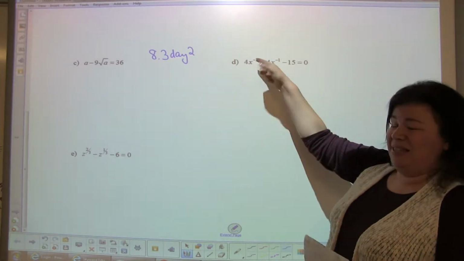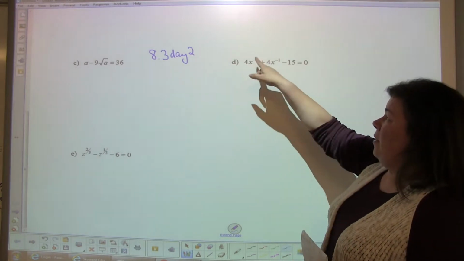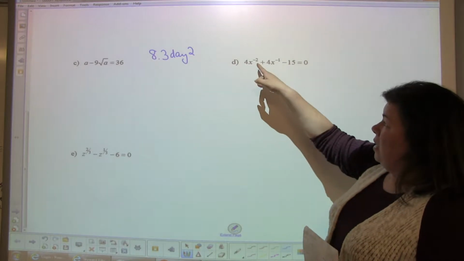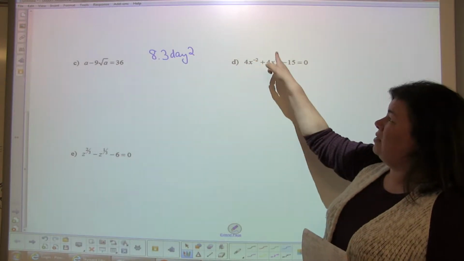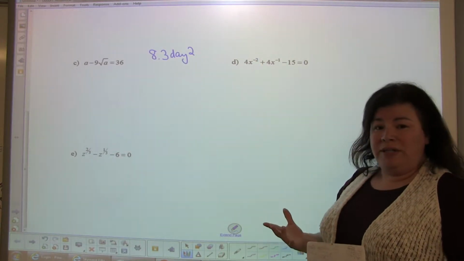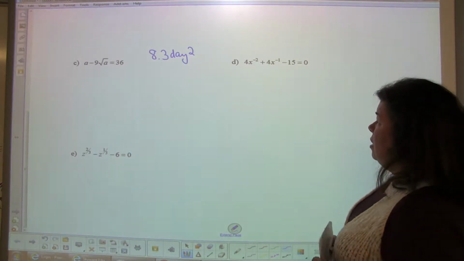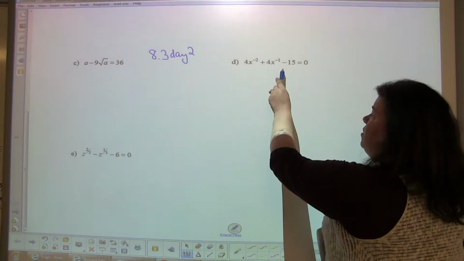Our highest degree is to the negative second, and then our next degree is to the negative first, and then our constant is to the 0 degree. This is actually twice the middle term. So it's still in a quadratic form, it just looks quite peculiar, that's all. So we can use substitution.